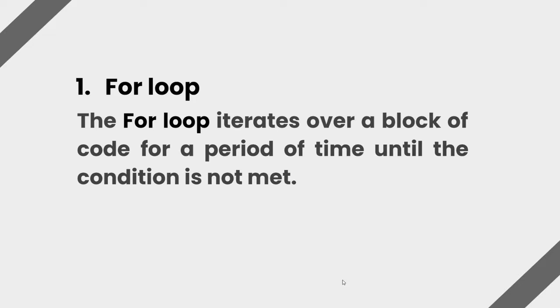It will go back and check again. If it's still true, it runs the second time. It goes back and checks the condition again. If it's still true, it runs the third time. It would keep on running until it gets to a point whereby it isn't true anymore. And once it's false, it stops.